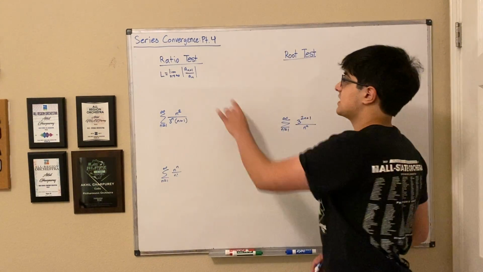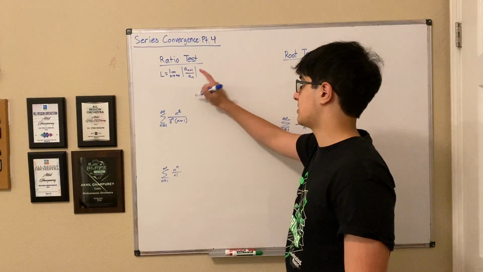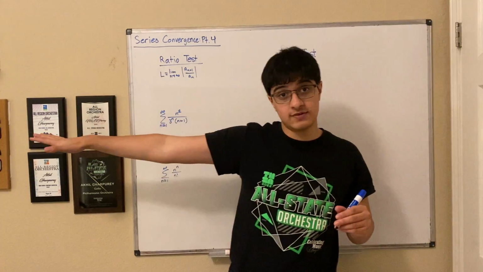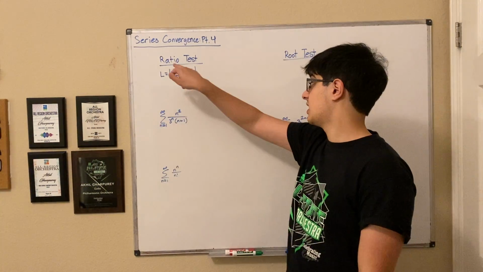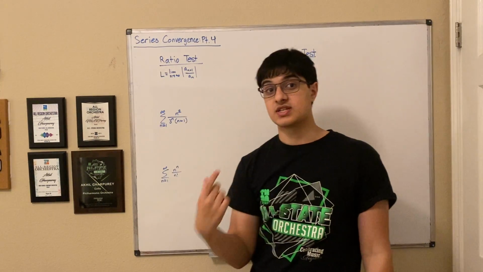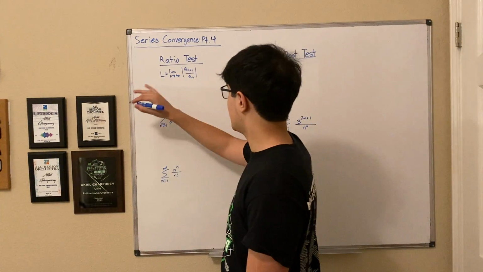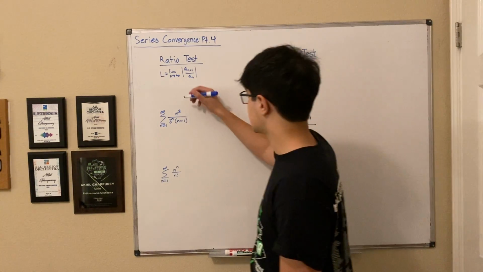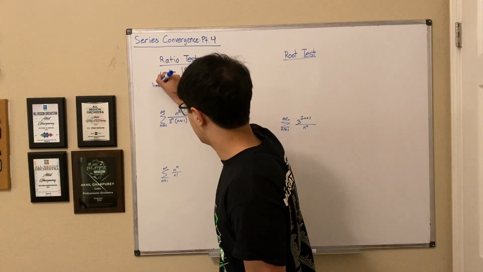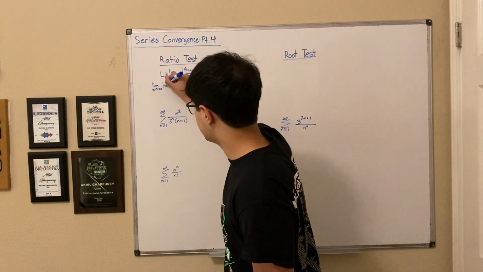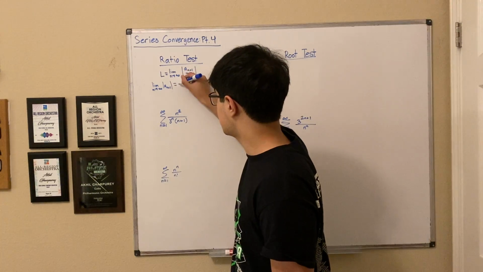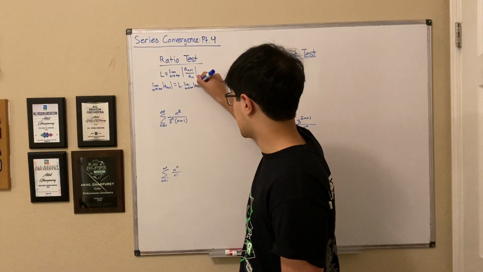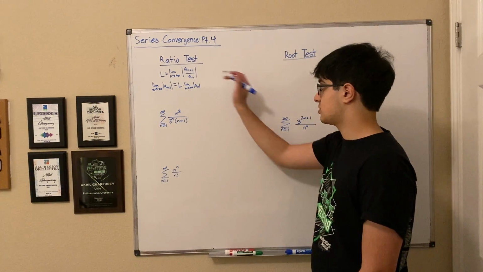So, with this limit as n goes to infinity of a sub n plus 1 over a sub n, you can tell that we're dealing with terms that are infinitely far away in the sequence. And this L right here represents a scalar multiple. If I went ahead and multiplied this limit on both sides by the limit as n goes to infinity of a sub n, you would notice that we get the limit as n goes to infinity of the absolute value of a sub n plus 1 equal to L times the limit as n goes to infinity of the absolute value of a sub n.